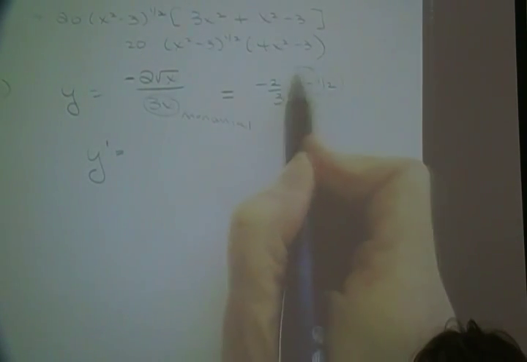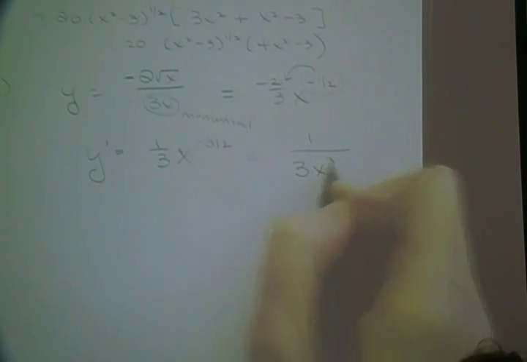So thinking about it as negative 2/3 x to the negative 1/2 is the best way to go, because for a first derivative, all I need to do is bring my negative 1/2 down and multiply and get negative 2/6 or negative 1/3, and then drop my degree from negative 1/2 down to negative 3/2. And that gives me negative 1/3 x to the negative 3/2 when I rewrite it as my first derivative.